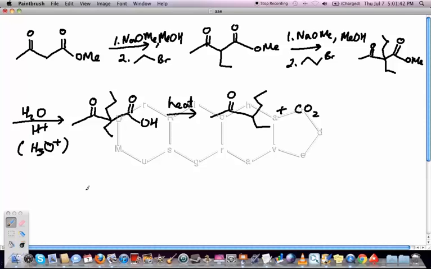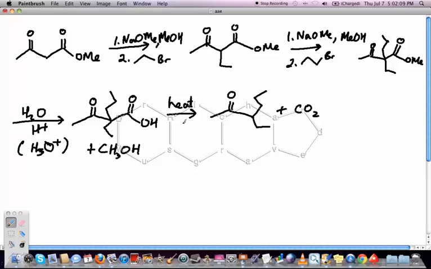Alright, so what that will do is it will take the methyl ester and convert it into a carboxylic acid. If you want more information about how that happens, then you can go ahead and look at the test 3 on hydrolysis of esters. So yeah, we'd also end up with methanol as a product of that step as well.